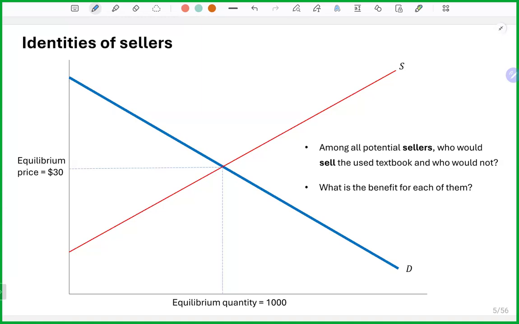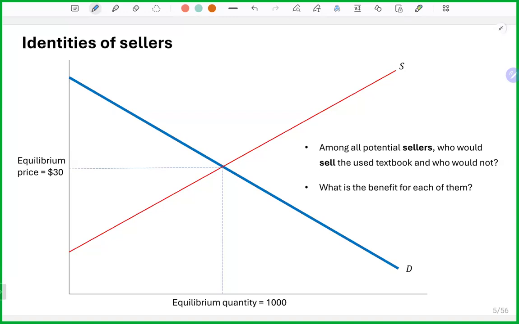And then he has the lowest valuation, meaning that his cost of selling the book, his opportunity cost of selling the book, is low. Okay, the cost is low. But you still, your cost of selling the book is lower than the market equilibrium. So now we have seller surplus.